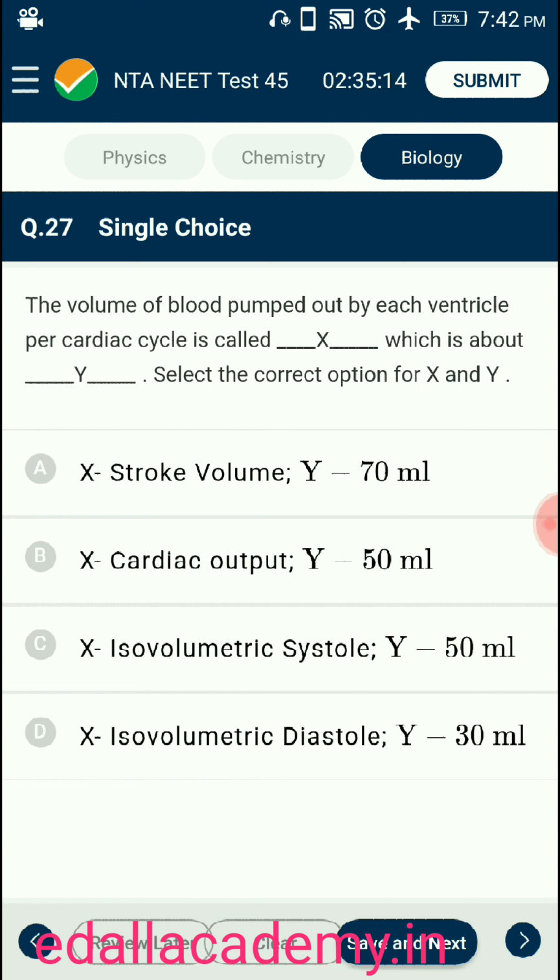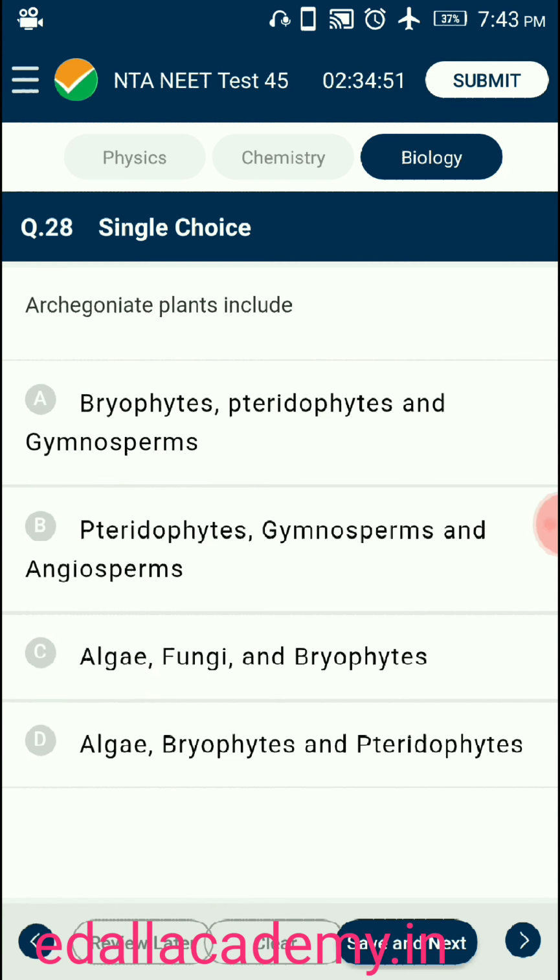Cardiac output equals stroke volume into rate of heartbeat, equal to 70 ml into 75 times per minute, that is equal to 5250 ml per minute or 5.25 liters per minute. So the answer for this question is option A. X represents stroke volume, Y represents 70 ml blood. Question number 28.